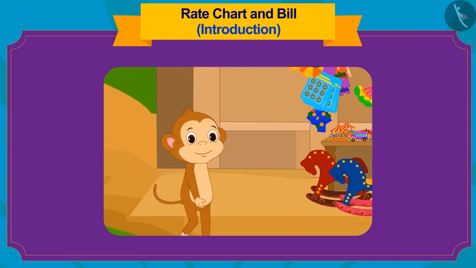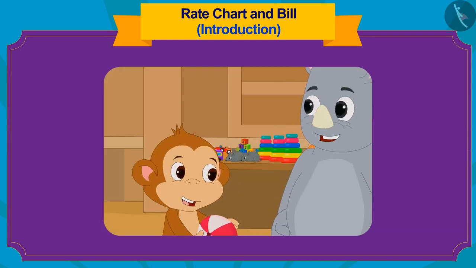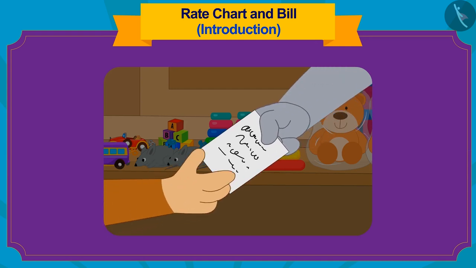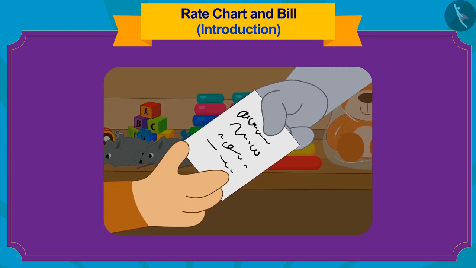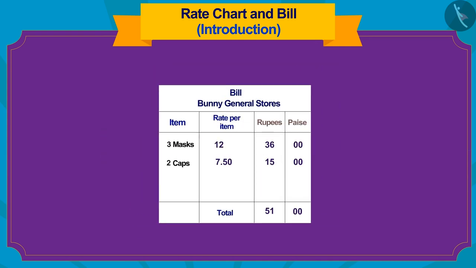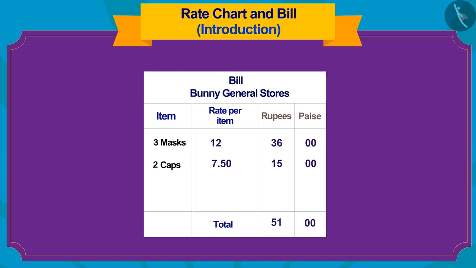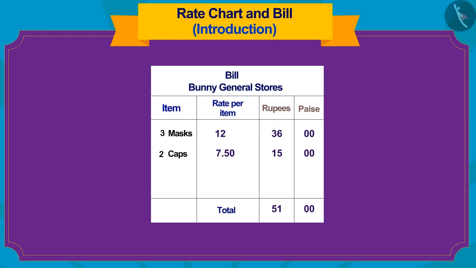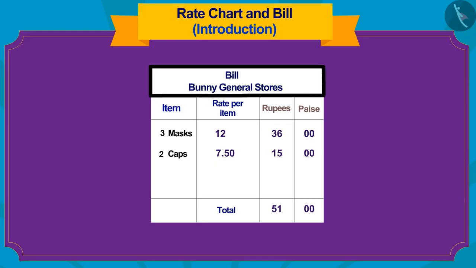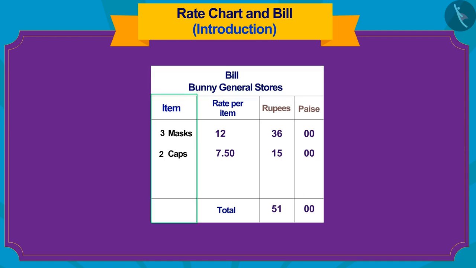Whenever we buy items from any shop, the shopkeeper gives us one such bill. What do you see in a bill? Yes, the shop name is written like this at the top. The list of purchased goods is written here.